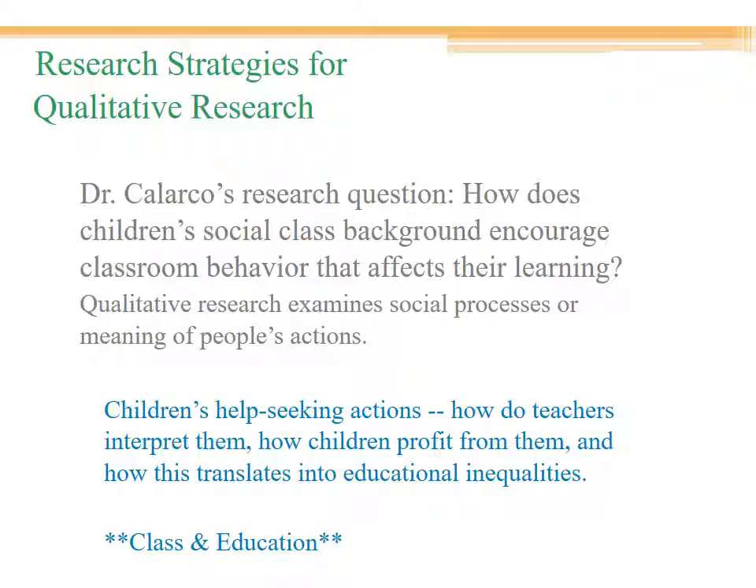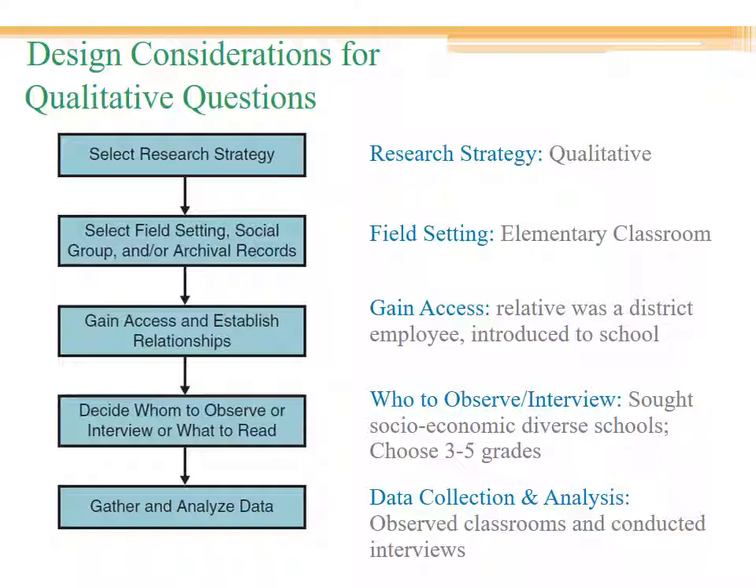Let's take a look at how she designed her study. These are the considerations to keep in mind when designing qualitative research. You select a research strategy. You select the field setting, social group, or archival records. You gain access and establish relationships. You decide whom to observe or interview, and then you gather and analyze data.